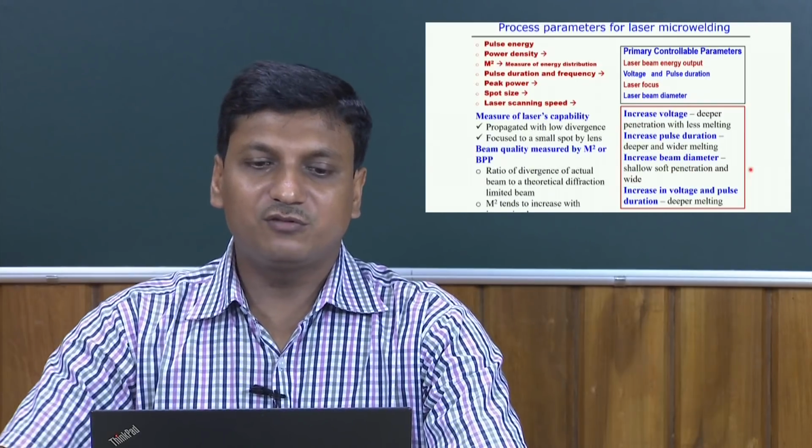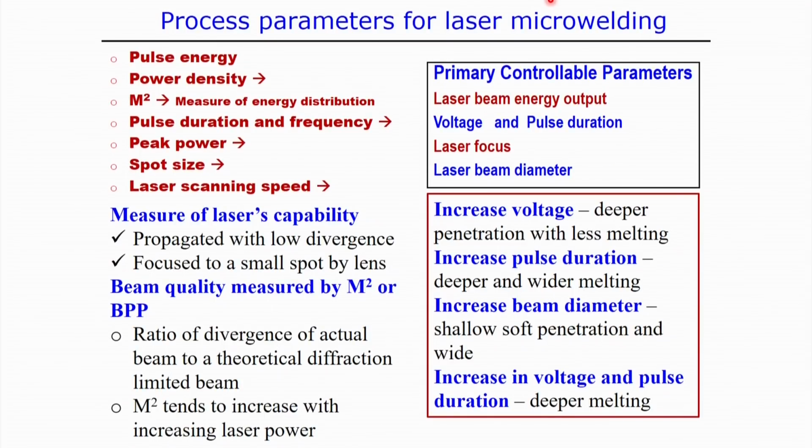Now, the process parameters for the laser welding processes in general are, first, the pulse energy, then power density, and then we estimate the M square, which defines the measure of the energy distribution, that is, in what way the energy is distributed at the different modes of the laser. Then pulse duration and frequency, peak power, the spot size, and laser scanning speed, that means the velocity at which the laser is moved when we apply it. All these are the typical parameters that need to be defined for any pulse laser welding process, and all these parameters decide the applicability of this laser to different manufacturing processes, and of course, the different sizes of workpiece.